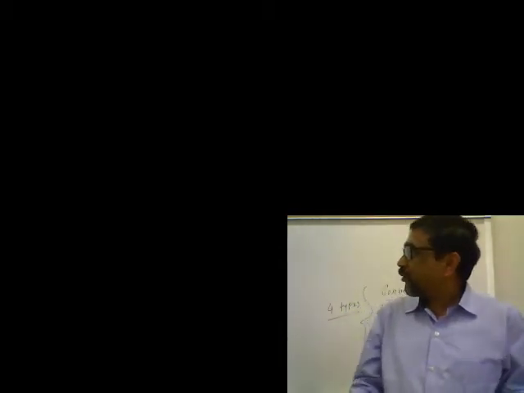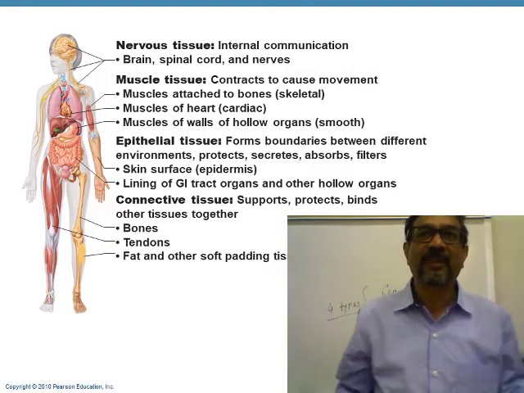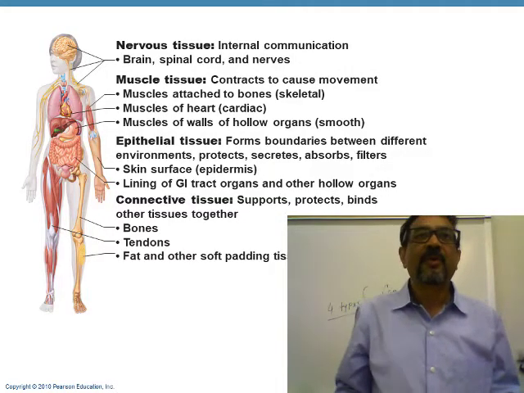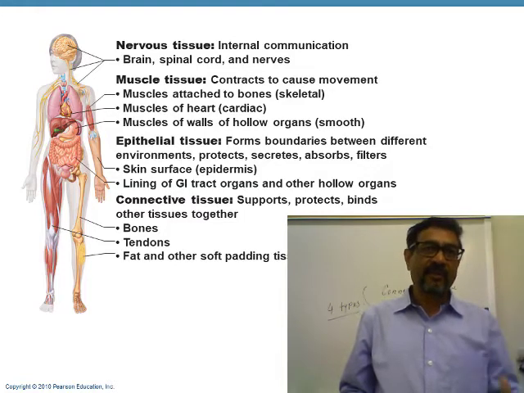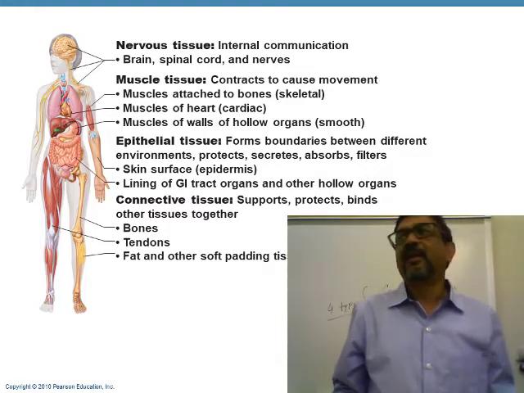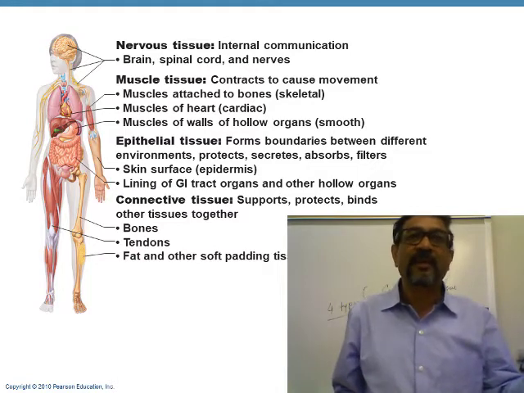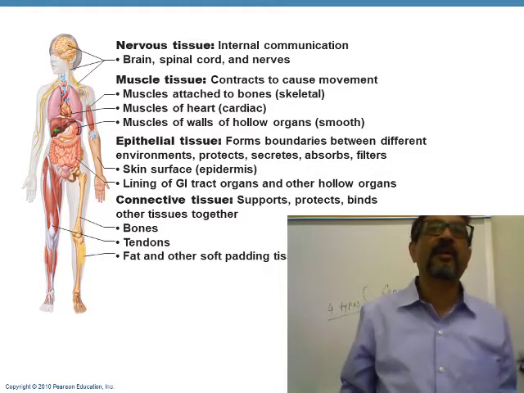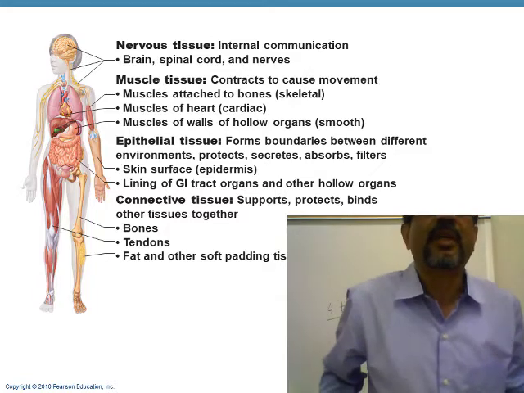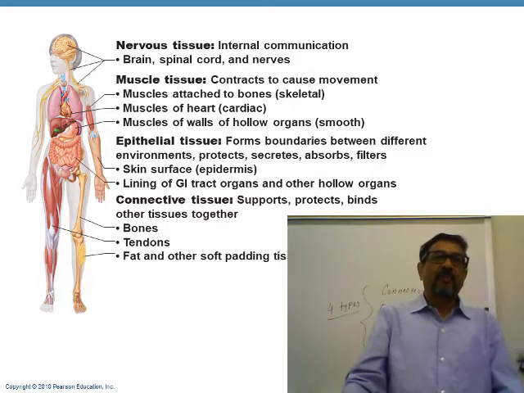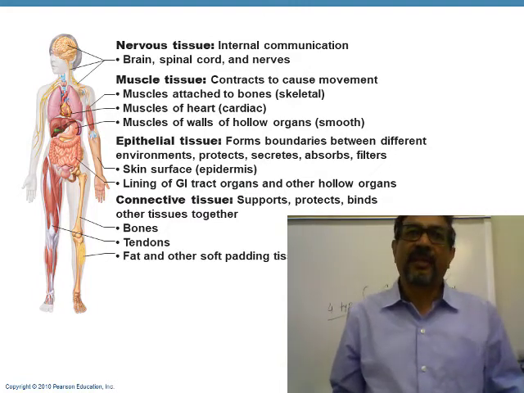First, nervous tissue. Nervous tissue forms the nervous system, right? So that is very simple. Nervous tissue forms the nervous system. And you already know, nervous system consists of brain, spinal cord, and the nerves. So those are the structures formed by this type of tissue.